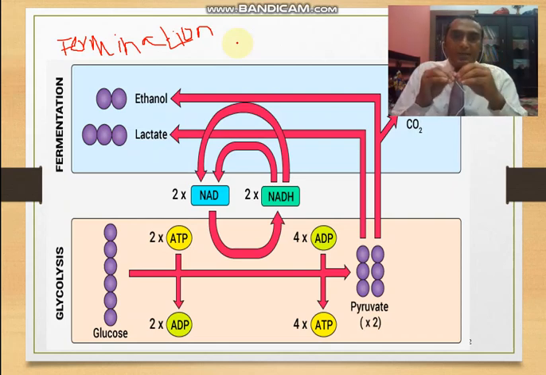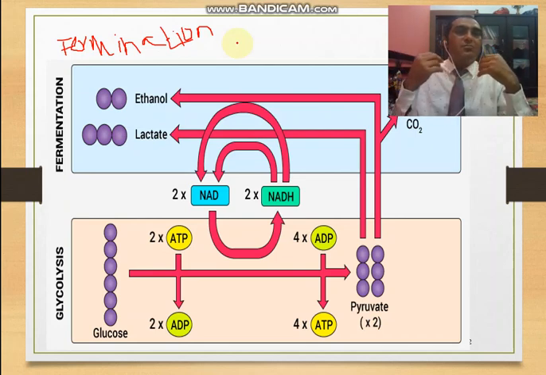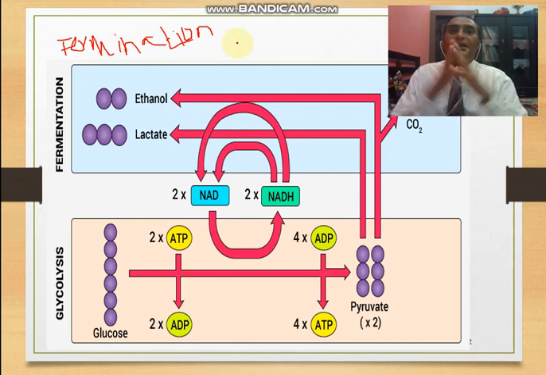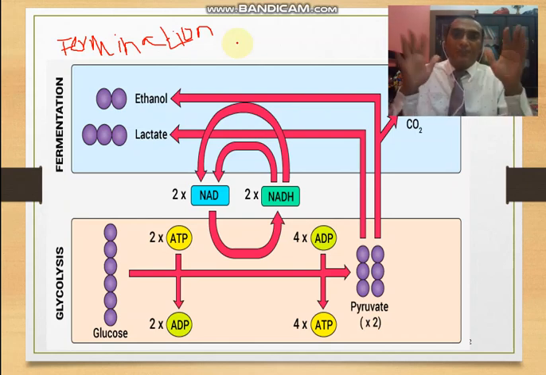Anaerobic respiration does not require mitochondria. It does not require mitochondria and oxygen. Two things you should keep in mind: anaerobic respiration does not require two things, one is oxygen and the other is mitochondria. This respiration always occurs in the absence of oxygen, without utilizing the mitochondria.